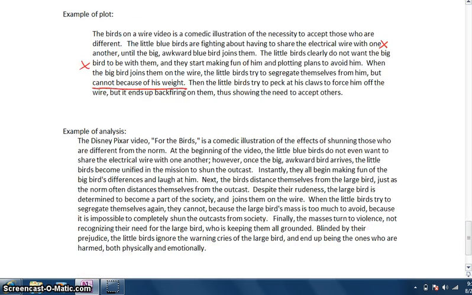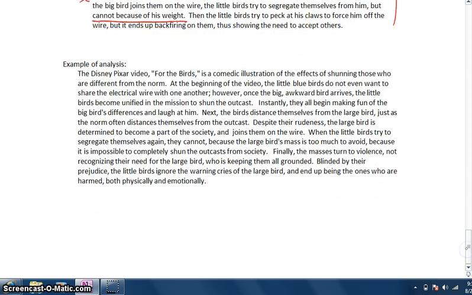All right, so this is all plot. It's just retelling the video. It's summarizing the video and giving this idea of what it's about. Now let's take a look at the paragraph that's analysis. The Disney Pixar video for the birds is a comedic illustration of the effects of shunning those who are different from the norm. So here's my topic sentence. Shunning those who are different from the norm.